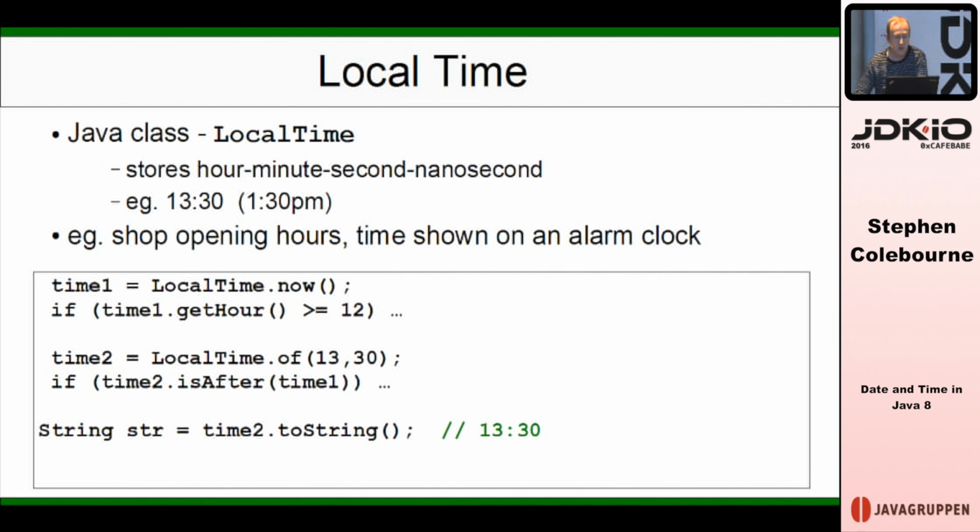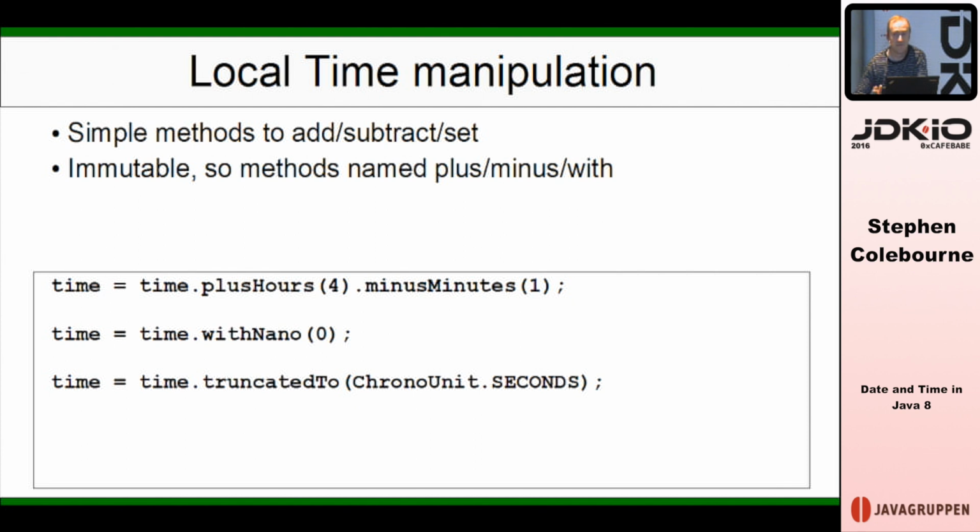Again, we can create one. We can check to see whether the hour is greater than 12. Create one just using some values. Nice toString, surprise, surprise, nice methods to add hours, subtract minutes, set the nanos, and we can truncate it. So if you want to knock off all the nanoseconds, knock off the milliseconds, knock off the seconds just to get it down to hours and minutes, there's a nice truncate method that allows you to do that.